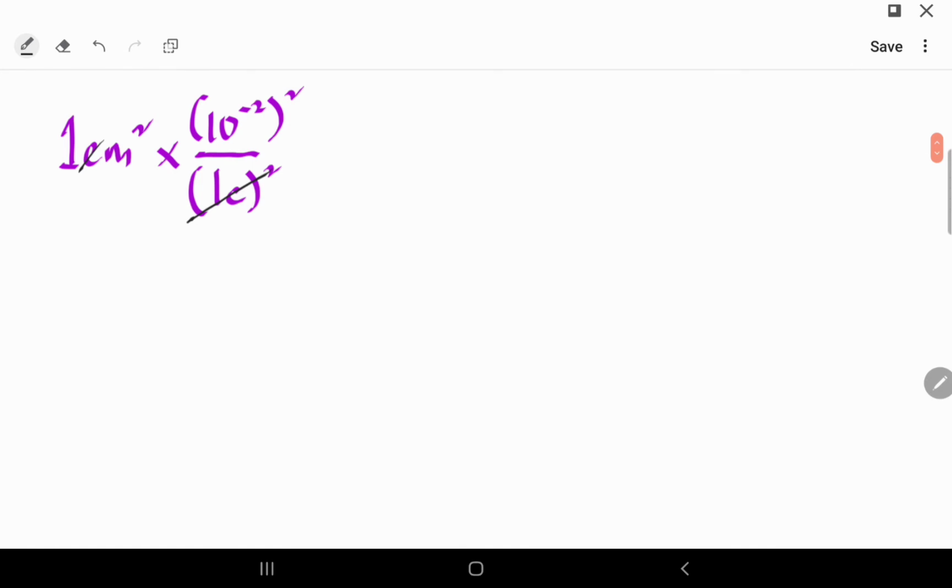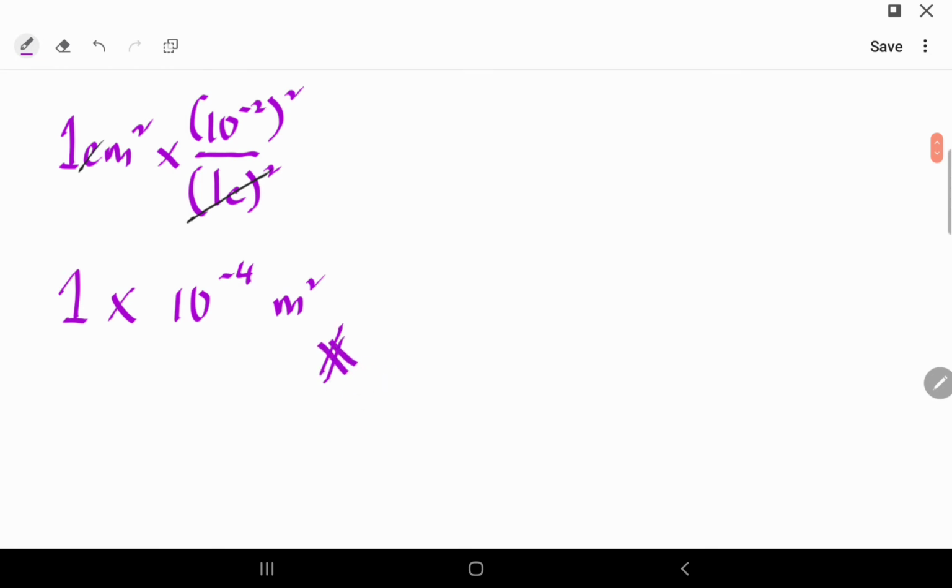Then we multiply by something to convert to meter, but the answer is already in meter, so we don't have to multiply by anything else. So 1 times 10 to the power of negative 2, squared, gives you negative 4. Meter squared. This is the answer, settled.